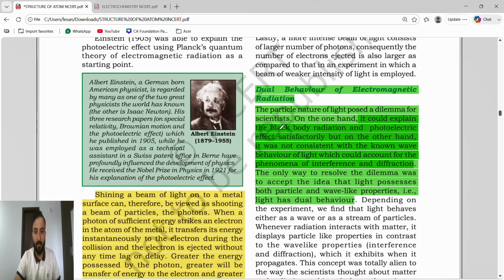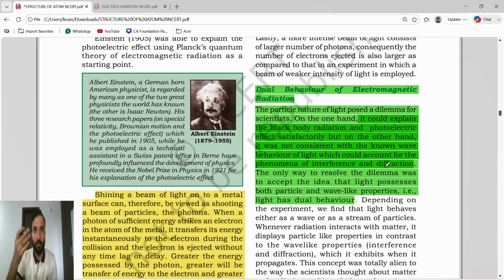First limitation: it could not explain the black body radiation and photoelectric effect satisfactorily. Second drawback you will write: it was not consistent with what? The known wave behavior of light, which could account for the phenomenon of interference and diffraction. These were the limitations.